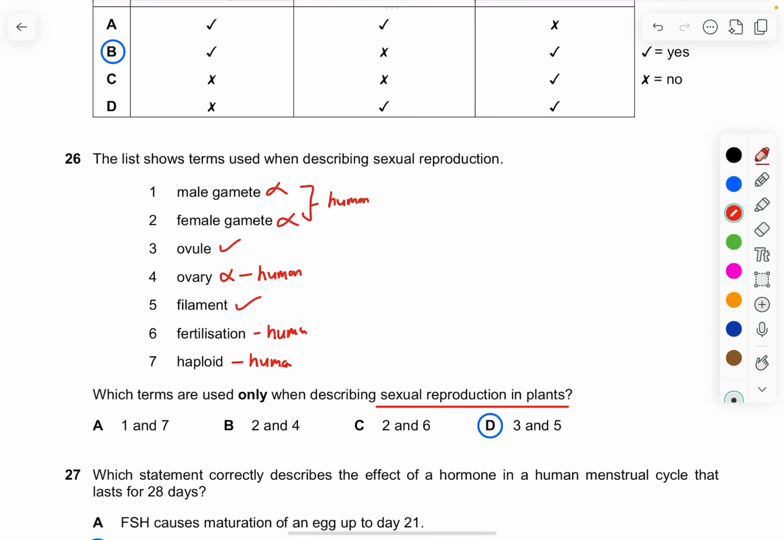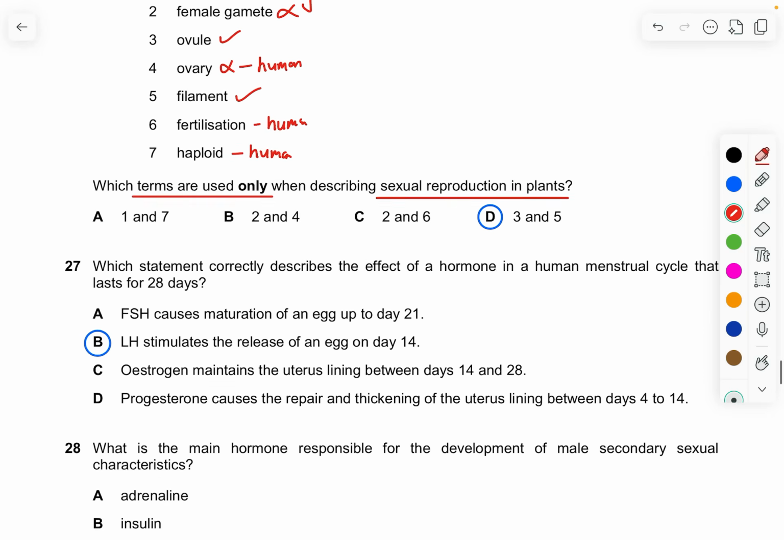It's also used as a term too. So it's not that male gamete and female gamete are not found in plants, but humans also have this. But they say which terms are only used, which means you can only see these terms being the main driving factor for reproduction in plants. So that's why the answer is 3 and 5.